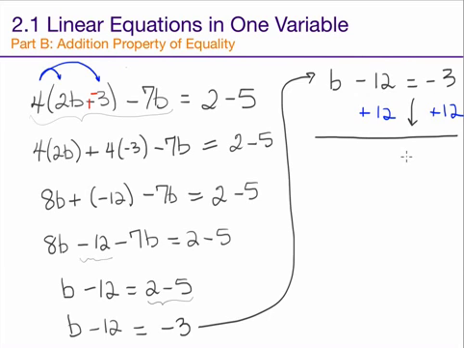then on the right-hand side, I'll get negative 3 plus 12, which is 9. On the left-hand side, I get b minus 12 plus 12, which is 0. And of course, I don't need to write the plus 0. My answer? b equals 9.